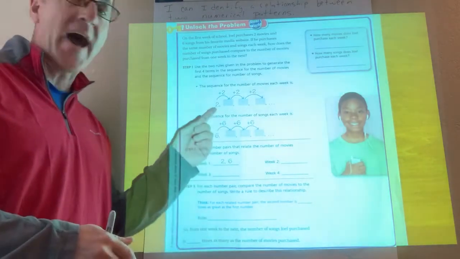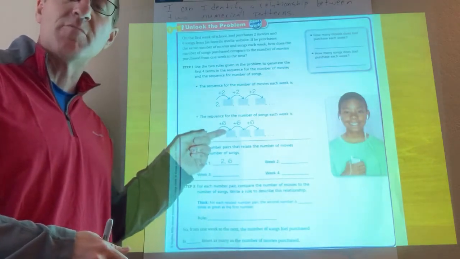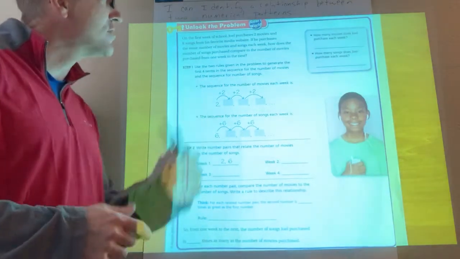So there's going to be a pattern here for this number sequence and a pattern for this number sequence, and then a relationship between the two patterns. It's pretty easy once you kind of get the hang of it. So here's our first problem.